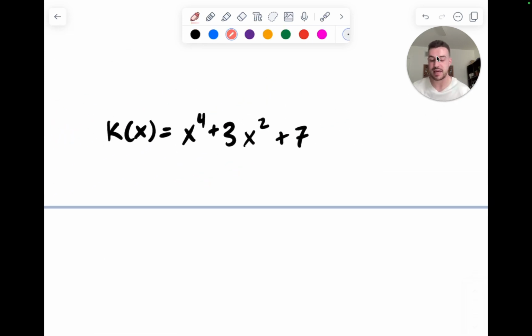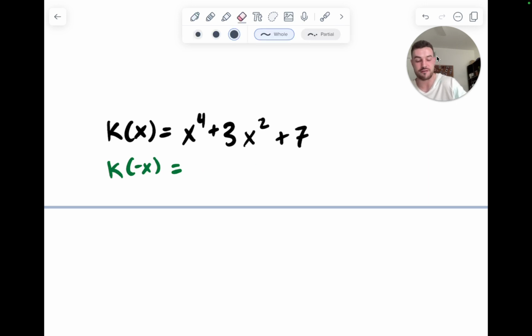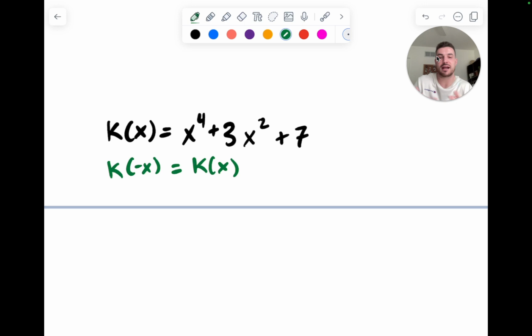So now I've got k of x is equal to x to the fourth power plus 3x squared plus 7. Let's do some green. So k of negative x. Again, same idea. If I get out the opposite of my original function, then it is odd. If I get out my original function, then it is even. And if I get out neither of those things, it is going to be neither.